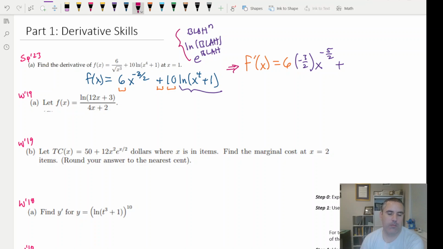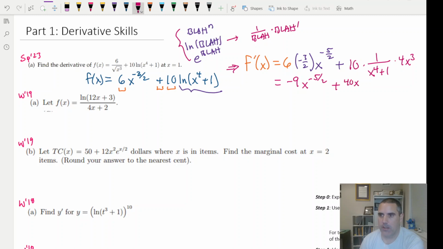So the first thing we had was blah to the n, but n was -3 halves. Now we have log of blah. And the rule is 1 over blah. That's the rule for log, times the derivative of the inside. That's what you should be writing. The coefficient 10 just comes along for the ride, times 1 over x to the 4th plus 1 times 4x to the 3rd. That's it. Now, if I was doing this, I would clean it up. I don't expect that on the test, as we talked about in class. This would be 40x to the 3rd over x to the 4th plus 1.